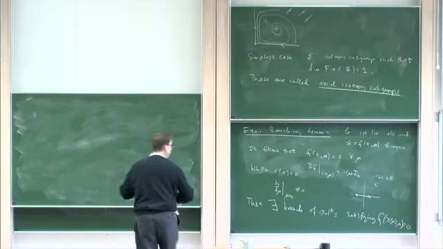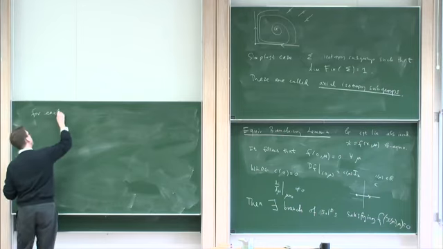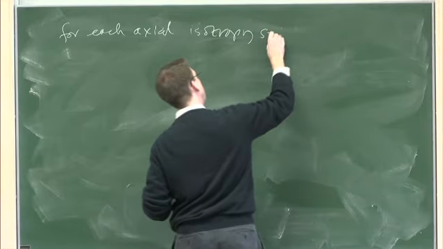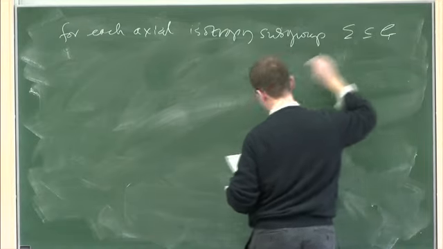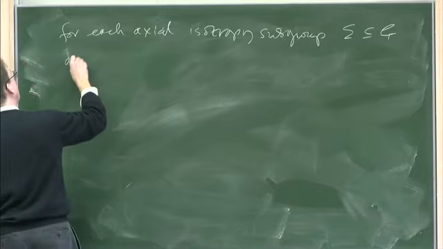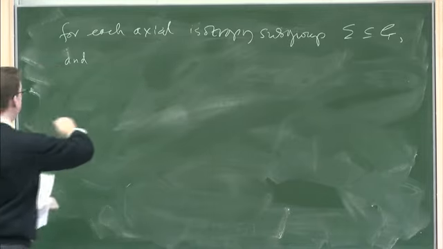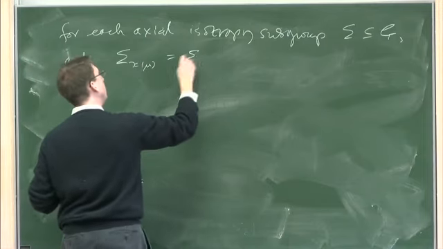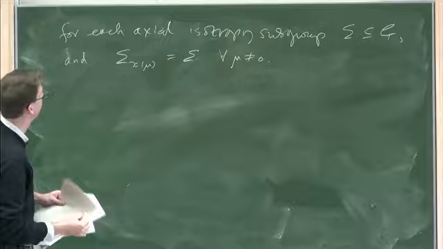So there exists a branch of solutions f of x, mu equals 0, for each axial isotropy subgroup sigma in G, and it's a branch of solutions that has the isotropy sigma that you first thought of. So the isotropy of x of mu is sigma for mu that are not zero.